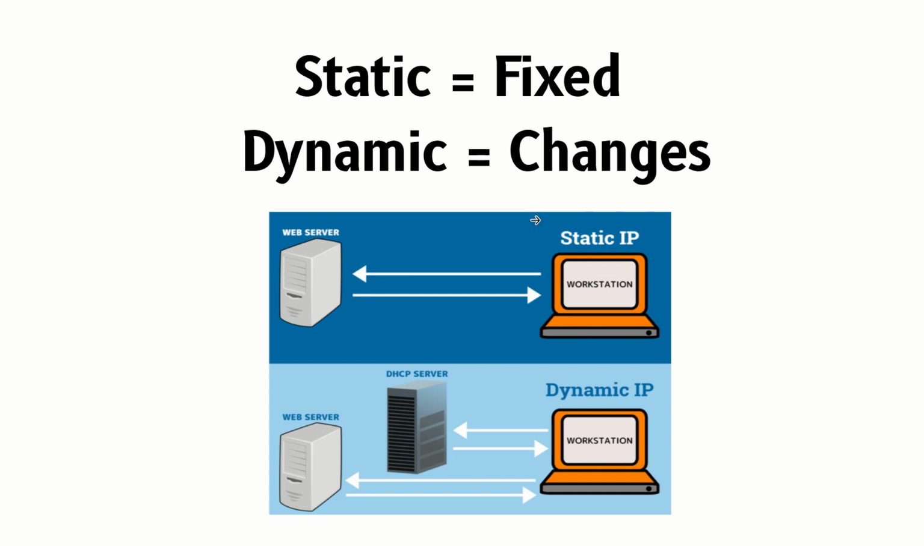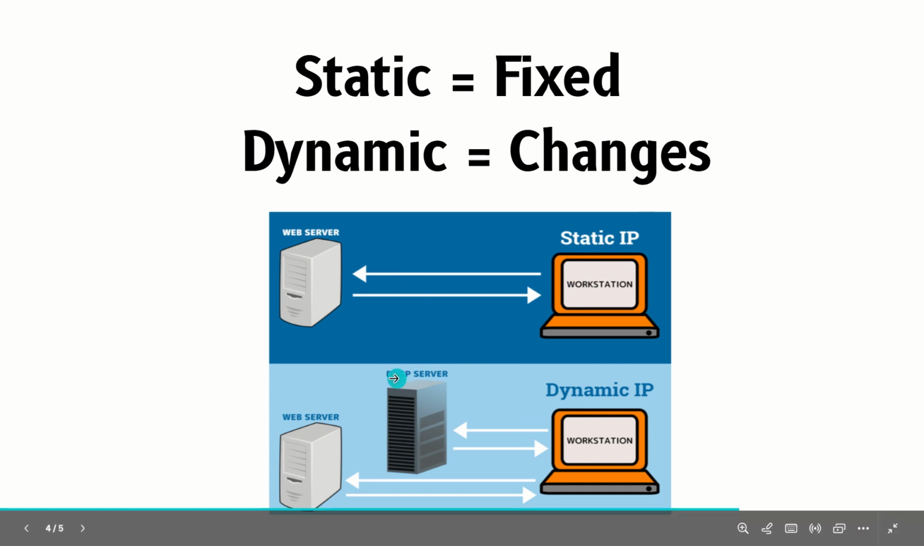Moving further, we have our static and dynamic IPs. As the name suggests, static means fixed, dynamic means it changes, right? So static means it doesn't change, it always remains the same. Dynamic means it changes automatically. In the diagram it's showing that the static IP is fixed. But in the case of dynamic, it's getting requests and is controlled by DHCP.